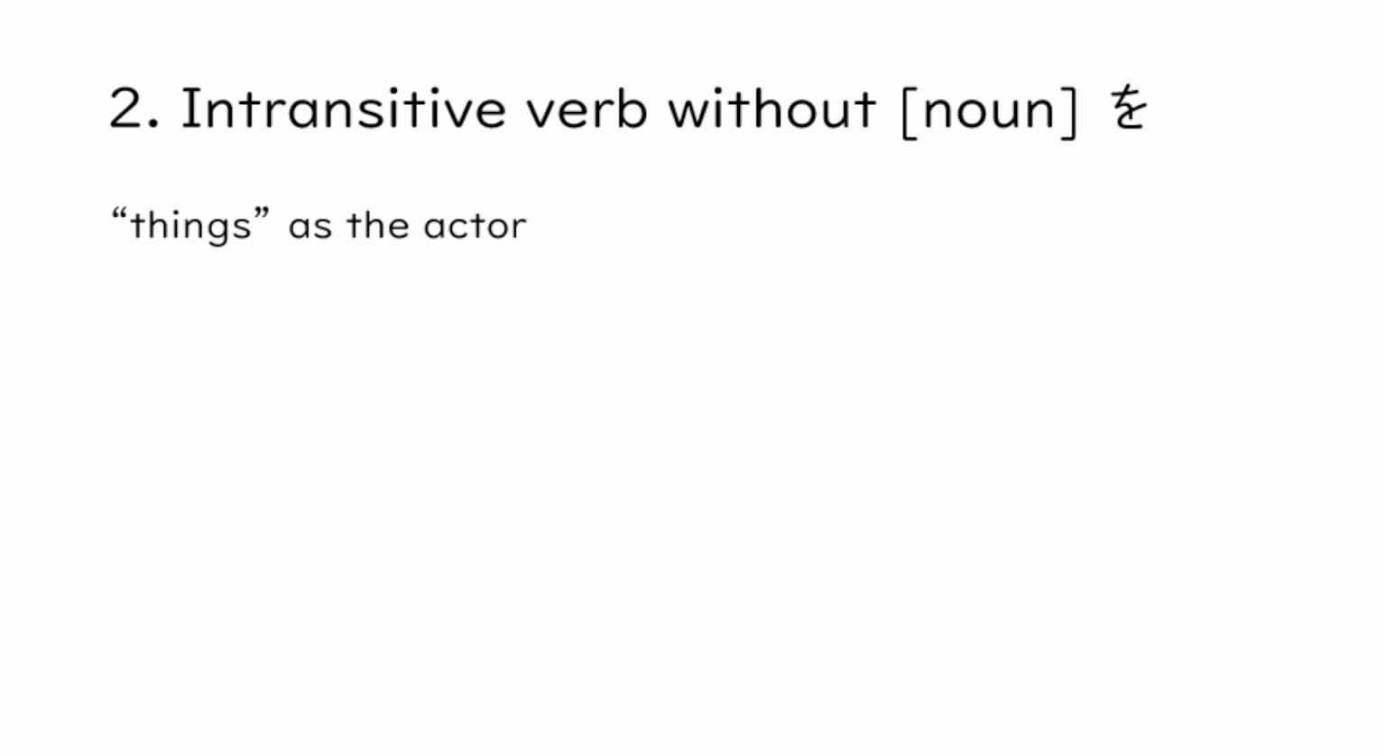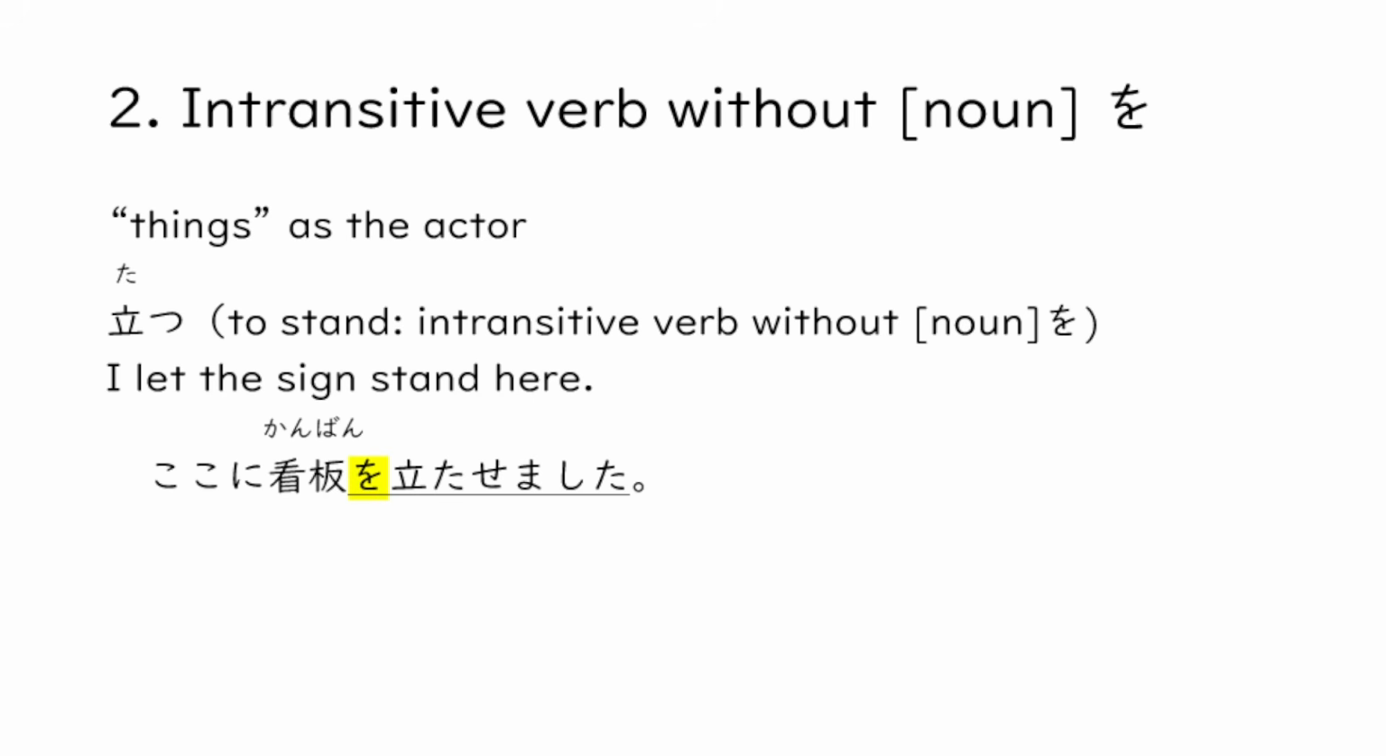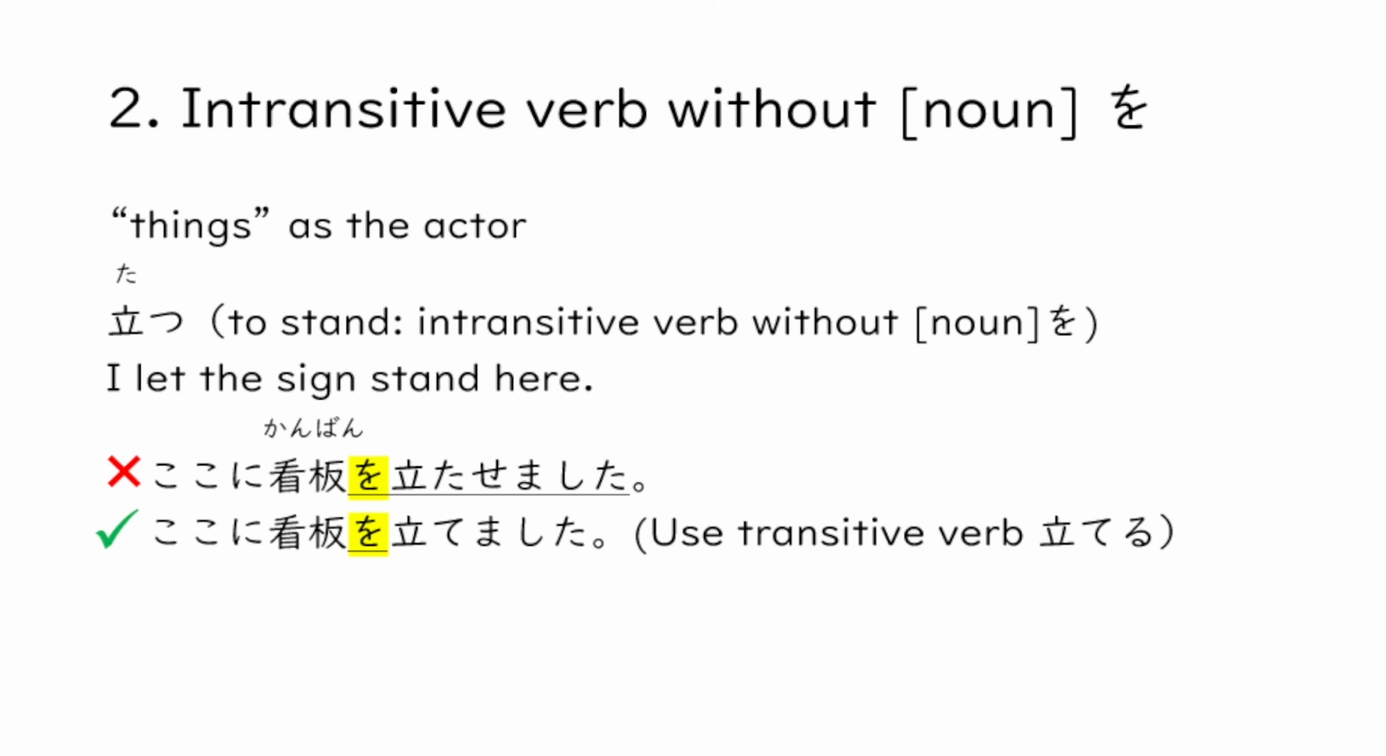Let's take a look at this verb tatsu, which means to stand. Now, tatsu is an intransitive verb and it doesn't take a noun plus o in its sentence. Let's try to say this sentence in Japanese. I let the sign stand here. Would you say, ここに看板を立てさせました? Well, actually, this is not natural Japanese. Instead, we should say, ここに看板を立てました. Here, we are using a transitive verb instead of the causative form.